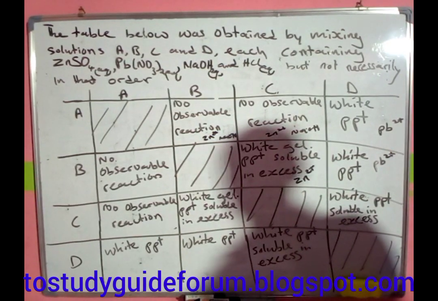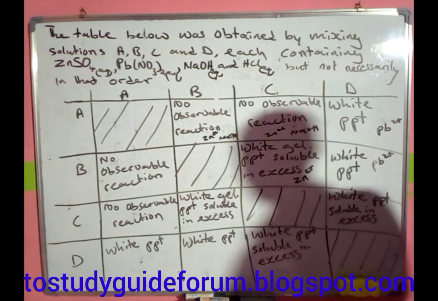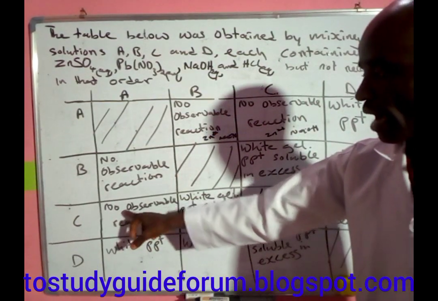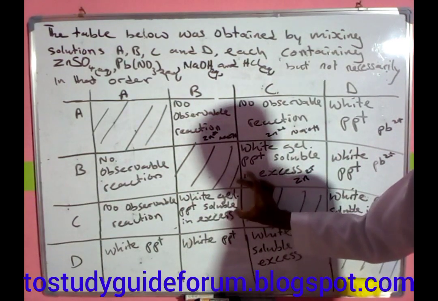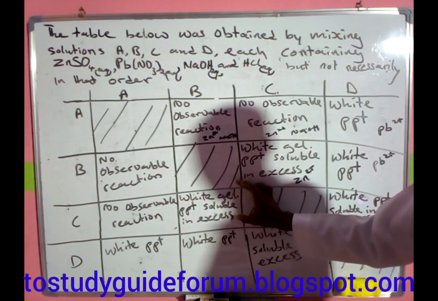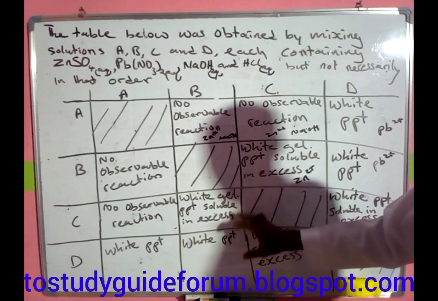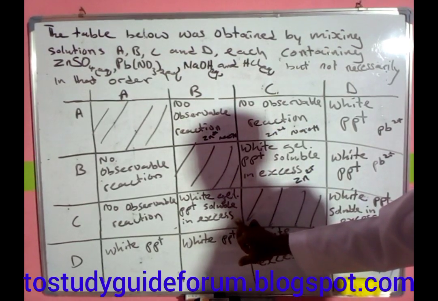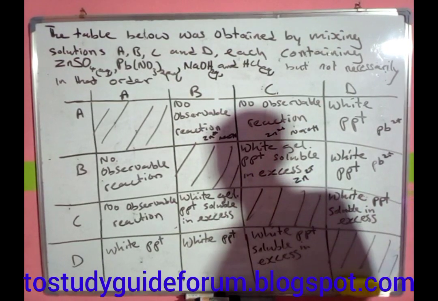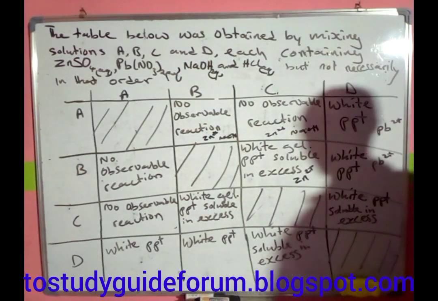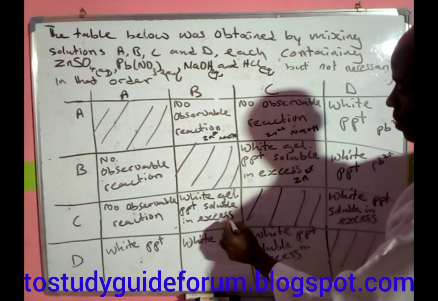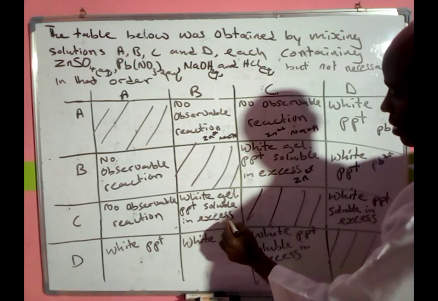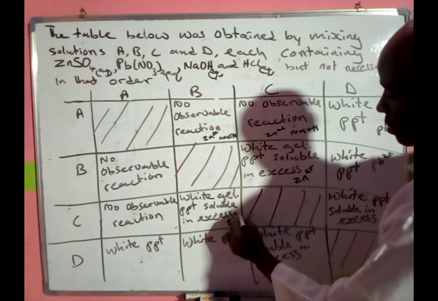Lead ion is likely to be present here to give us a white precipitate. So we go down again. We have no observable reaction, and a white gelatinous precipitate. Here again we have soluble in excess, meaning that this column is likely to be zinc ion.